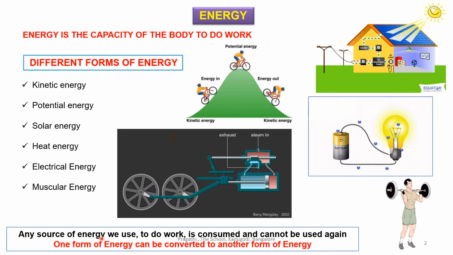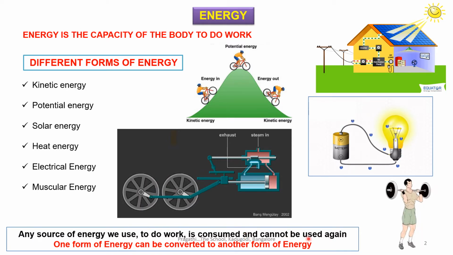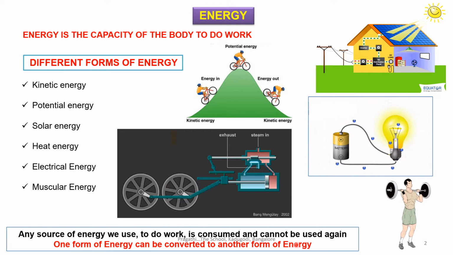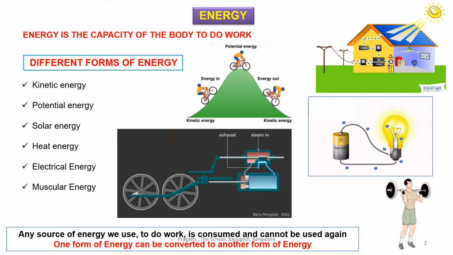Any source of energy we use to do work is consumed and cannot be used again. Law of conservation of energy. One form of energy can be converted to another form of energy. Law of conservation of energy says the energy can neither be created nor destroyed, but it can be converted from one form of energy to the other form of energy.